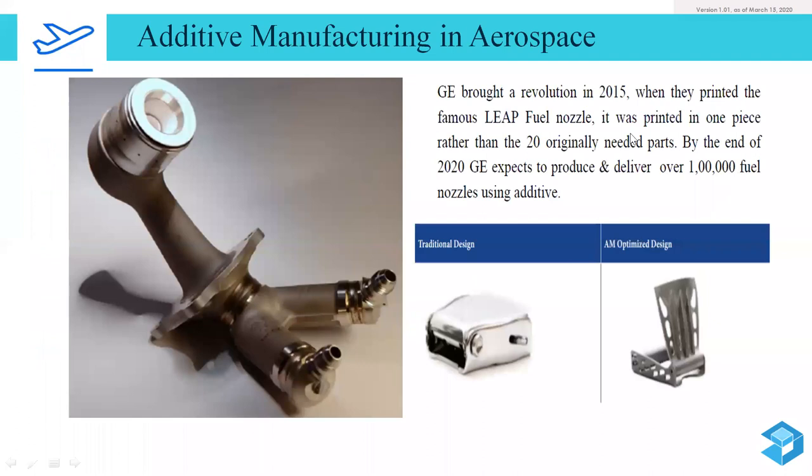Now, moving on to the space industry. GE actually brought a revolution in 2015. They made this LEAP fuel nozzle, and they were able to make a lot of components out of these. And most of you might have sat in an aircraft, and you might have seen these clamps that are found in your seat belts. You don't require so much material, as you can see over here. And using topology optimization, you can not only reduce the material, but at the same time, you're reducing the cost. Because for the amount of force that is applied, you don't require so much material. And an AM optimized design is only possible using 3D printing.